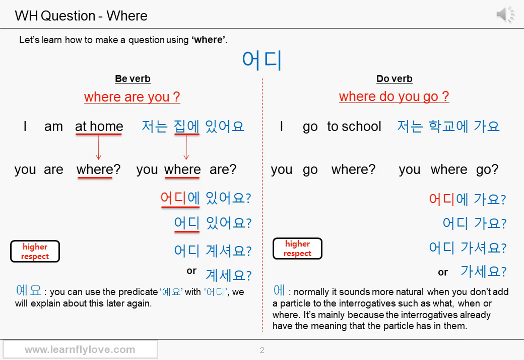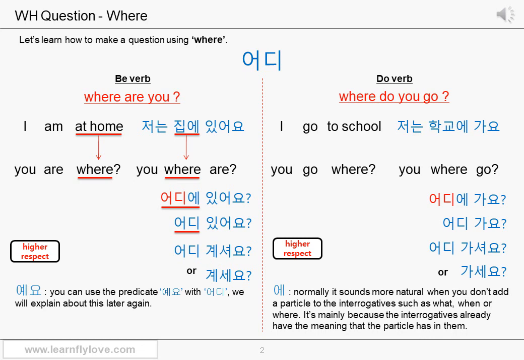We can turn this sentence into a higher respect form with conjugating the predicative part 있어요. We already learned about this. The higher respect form of 있어요 is 계셔요 or 계세요. So 어디 계셔요? Or 어디 계세요? Where are you now, Grandpa? 할아버지, 지금 어디 계세요? Perfect.